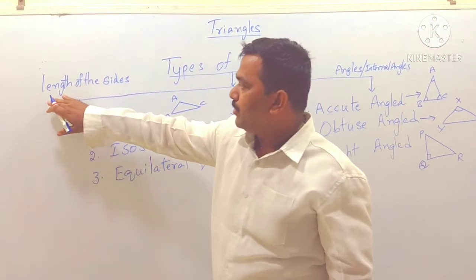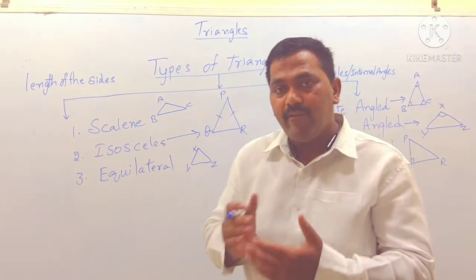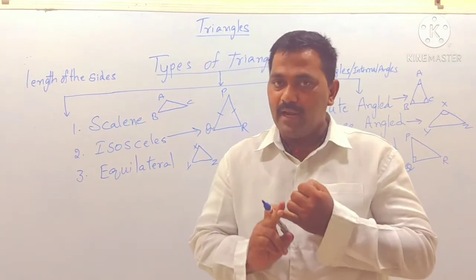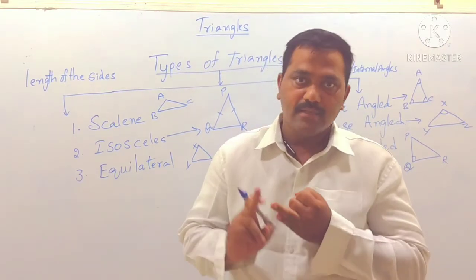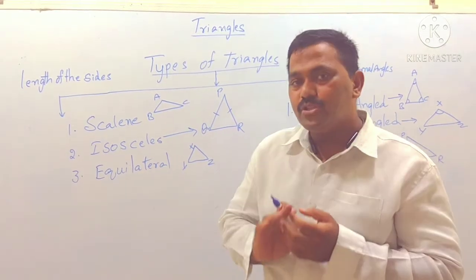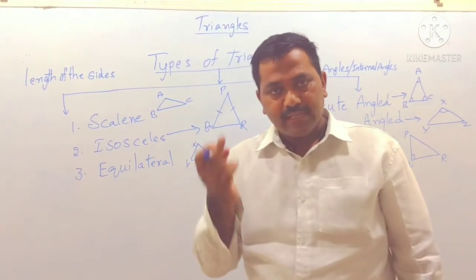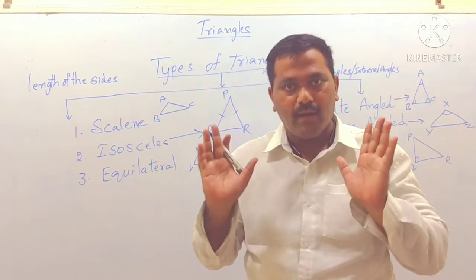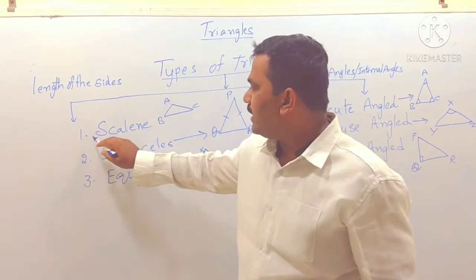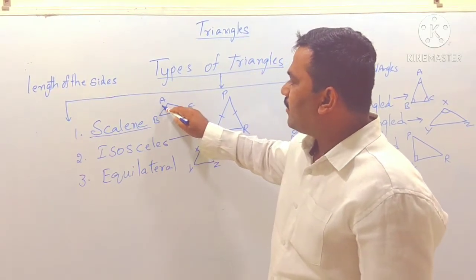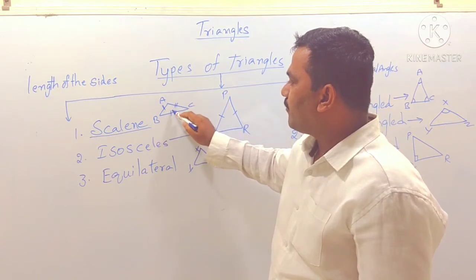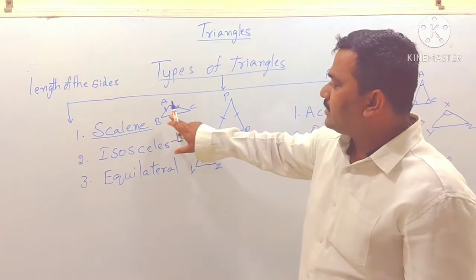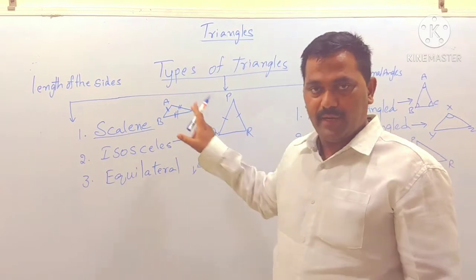With the help of the length of the sides, we can divide them into three types: equilateral, isosceles, scalene. First, the scalene triangle. In this scalene triangle, no two sides are equal. That means the length of this side is different from this side and different from this side. In this triangle ABC, the three sides are different.